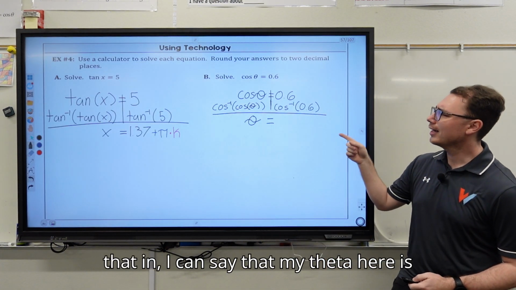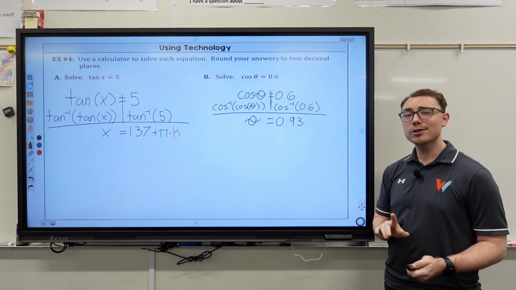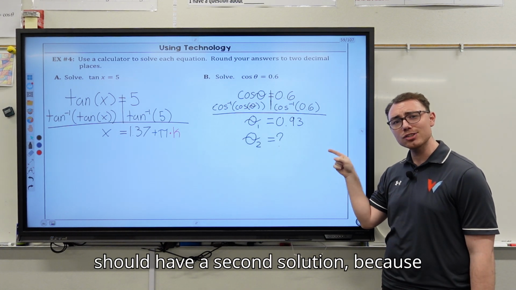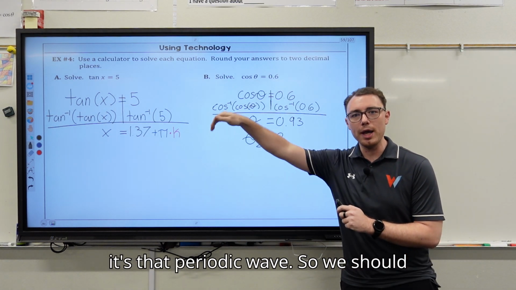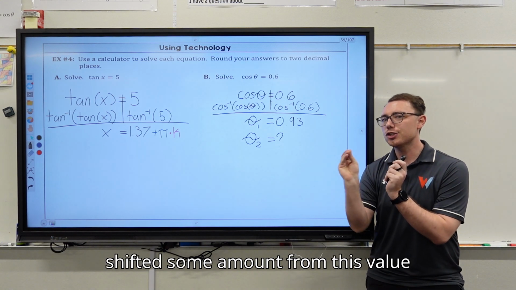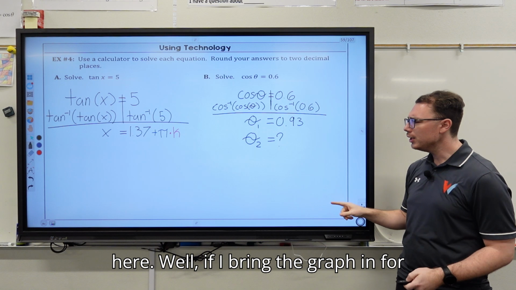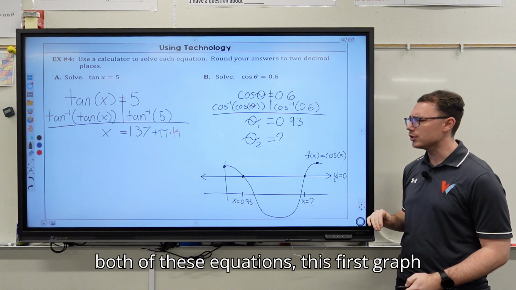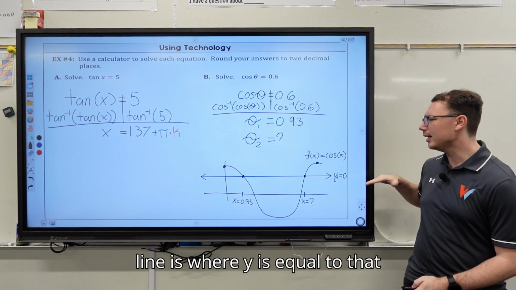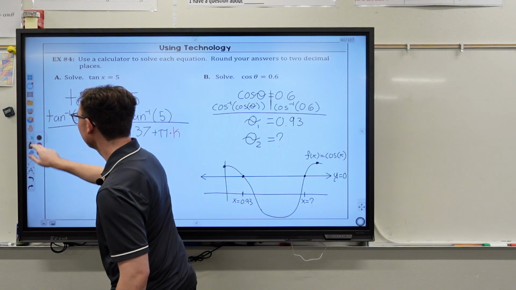Once I bring that in, I can say that my theta here is equal to 0.93, and notice that since it's cosine, we should have a second solution because it's that periodic wave. So we should have some other theta value that shifted some amount from this value here. Well, if I bring the graph in for both of these equations, this first graph here is that cosine of x. This straight line is where y is equal to that 0.6.